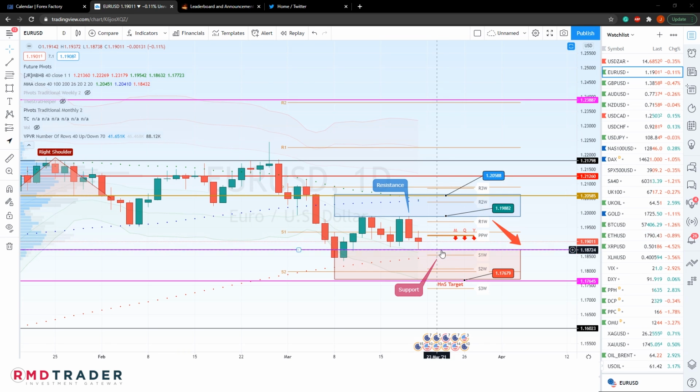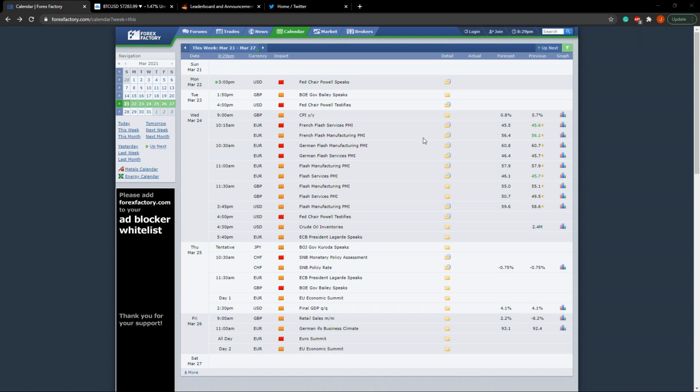A break lower will see price either successfully test or reject the 200 daily moving average, and that would of course see price most likely reach a full head and shoulders target at 1.176. However, if price can break back above that high at 1.198, we will test the upper end of overhead resistance near the daily 100 SMA at about 1.205.